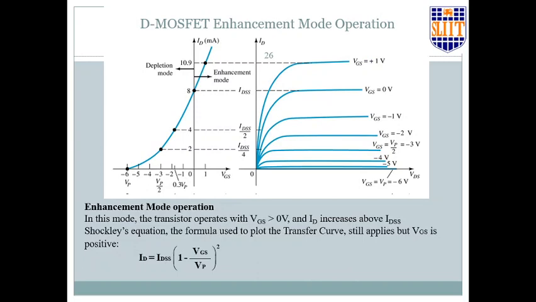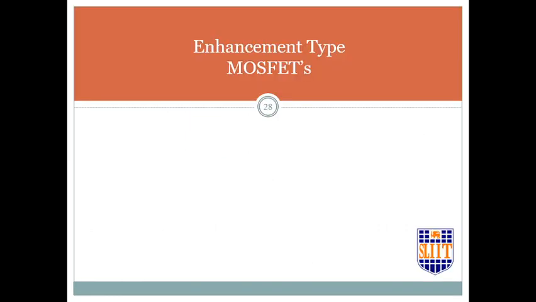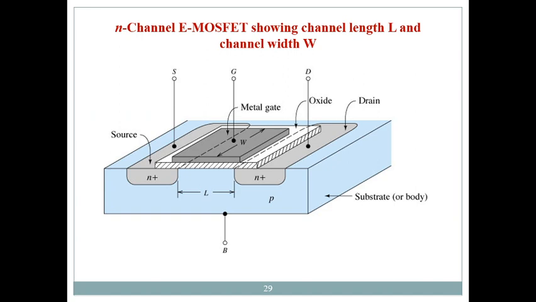The characteristic equation is ID equals IDSS times 1 minus VGS over VP, squared. So it's the same equation. The P channel is a similar operation but exactly opposite. Then we have the enhancement type MOSFET. Now, this is the construction.